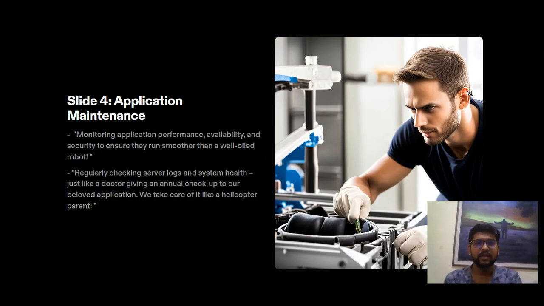Next is application maintenance. What exactly is the next responsibility? Application maintenance means monitoring the application's performance, availability, and security to ensure that they run smoother than a well-oiled robot. So you need to monitor the performance of the application. There are so many monitoring tools available in the market. You need to use that monitoring tool and monitor your application as a support engineer.